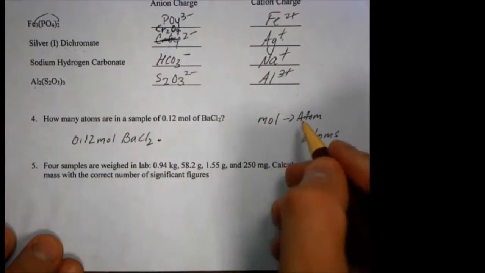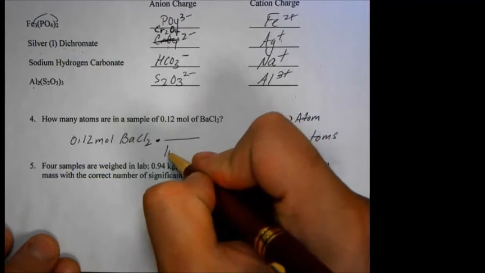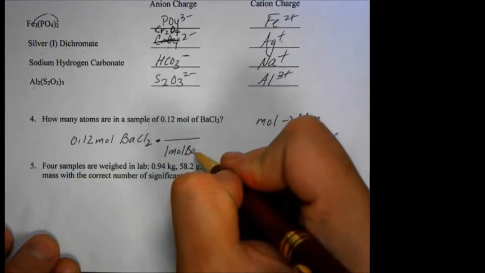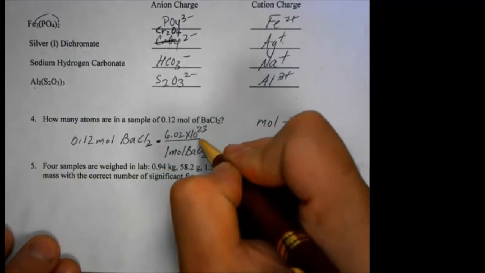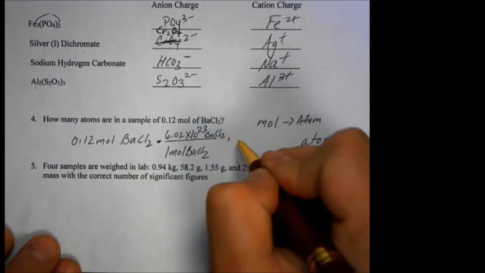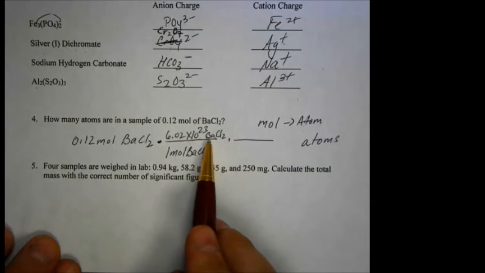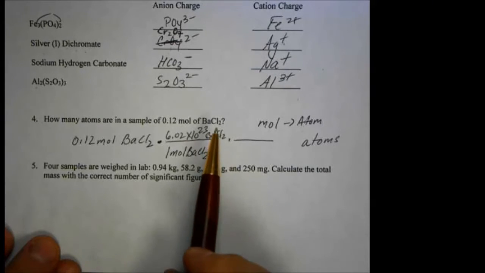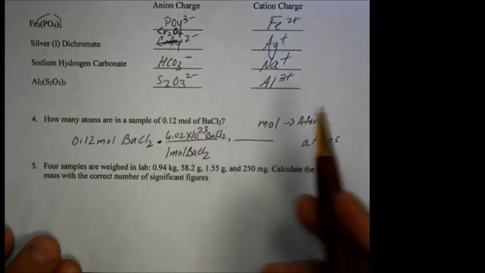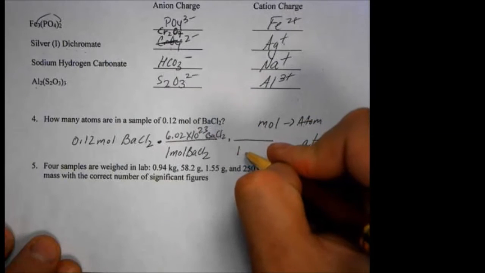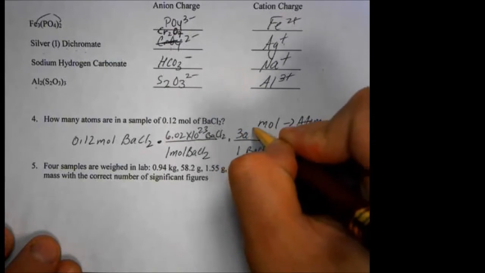So if we want to convert from moles to numbers of things, we need to invoke Avogadro's number. So we know that for every 1 mole of barium chloride, there's going to be 6.02 times 10 to the 23rd formula units of barium chloride. And in this case, it's not asking us for the number of formula units, it's asking us for the number of atoms. So we have to make sure that we count up all the atoms. For every formula unit of barium chloride, there's 1, 2, 3 atoms, 1 barium and 2 chlorine. So for every 1 formula unit, we have 3 atoms.